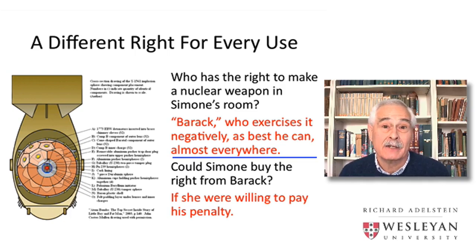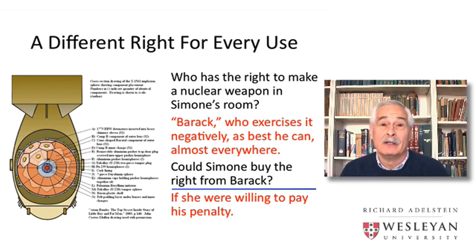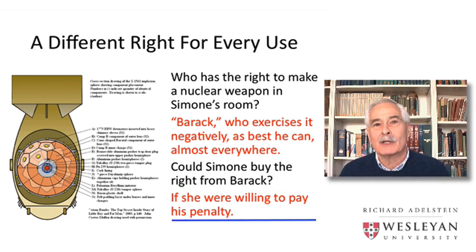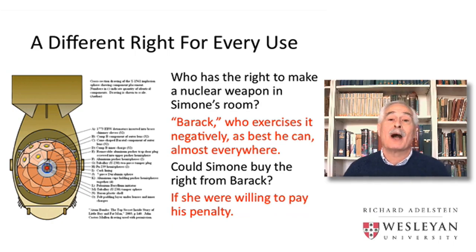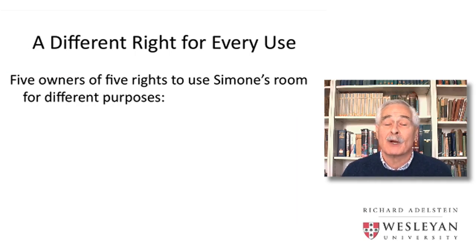So we'll ask again, could Simone buy the right from Barack? Well, yes, she could, in exactly the same way that she bought the right to nail posters into the wall from Mike and the right to use cocaine from Governor Dan, if she were willing to pay the penalty that Barack will impose upon her for building the nuclear weapon in her room. So we now have 5 different owners of property rights to Simone's room, each of them owning a different property right associated with a different use of the room itself. The first, of course, is Simone herself, who has the right to live there.